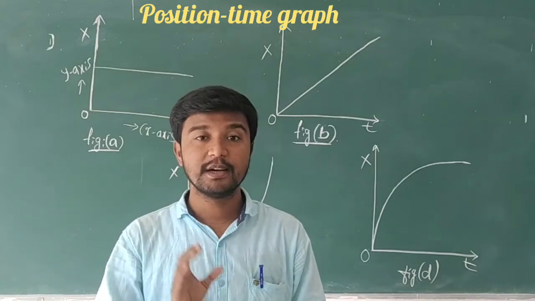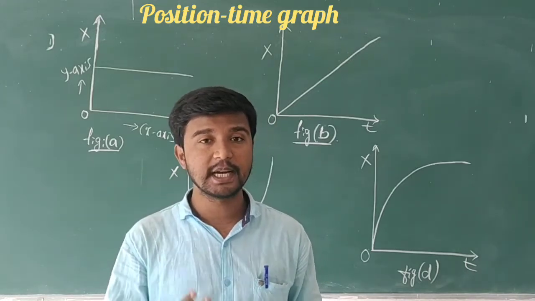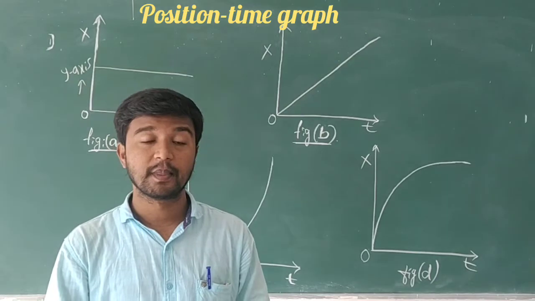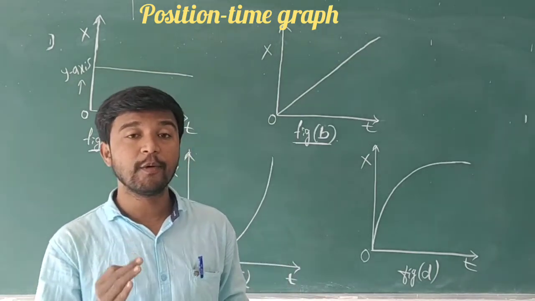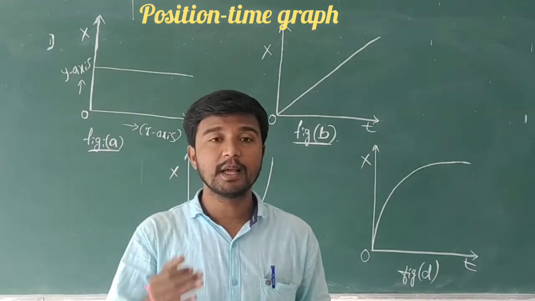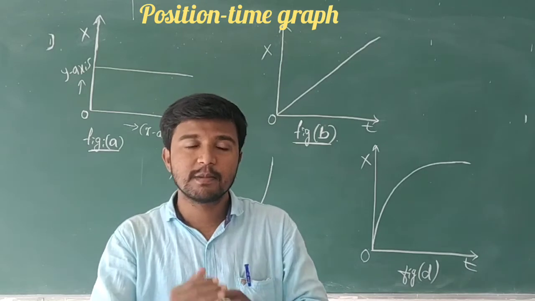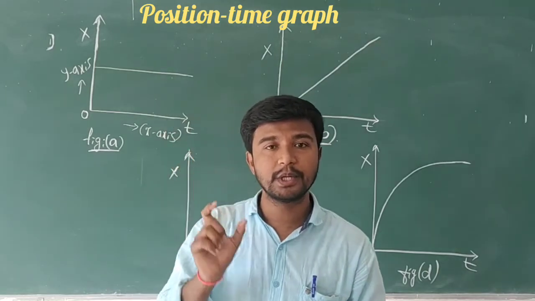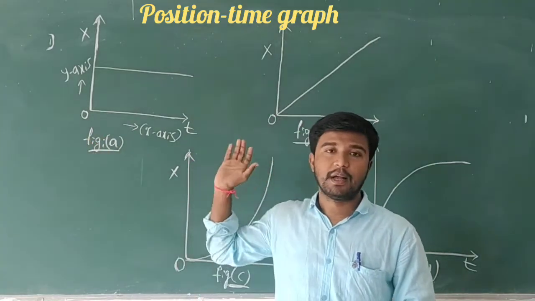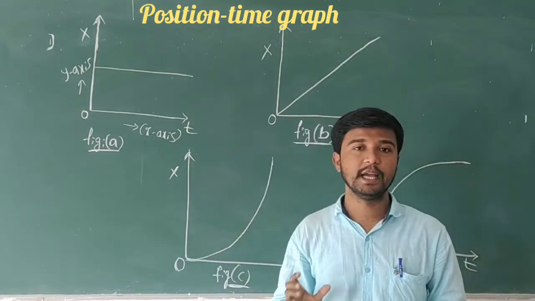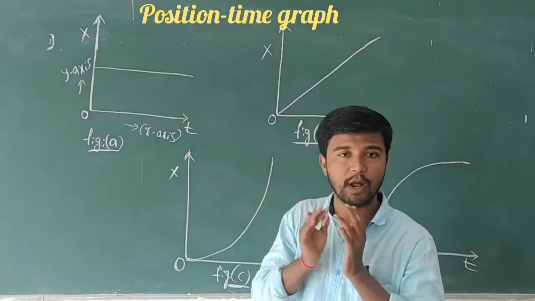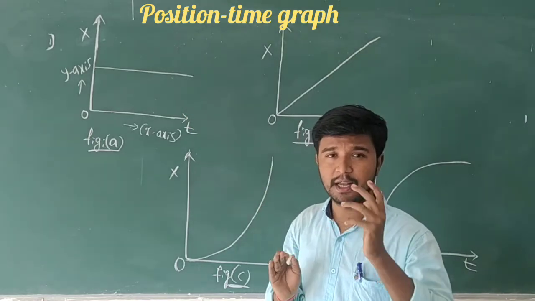So first is for an object at rest. Next, for an object moving with uniform velocity. Next, for an object moving with increasing velocity. The next, for an object moving with decreasing velocity. These are the four ways to describe a position versus time graph. Here are the four figures A, B, C, D of the position versus time graph. So we will see one by one. Is the concept clear?